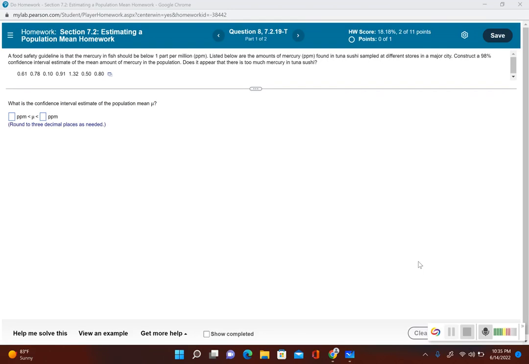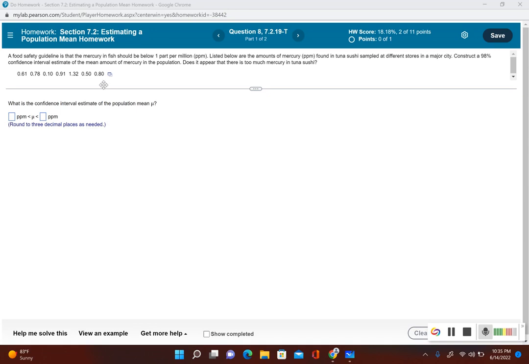Now, in this problem, we're also going to create a confidence interval, but this is just a little bit different since we're given the actual data instead of a summary. It said, a food safety guideline is that the mercury in fish should be below one part per million. Listed below are the amounts of mercury found in tuna sushi sampled at different stores in a major city. Construct a 98% confidence interval estimate of the mean amount of mercury in the population. Does it appear that there is too much mercury in tuna sushi?